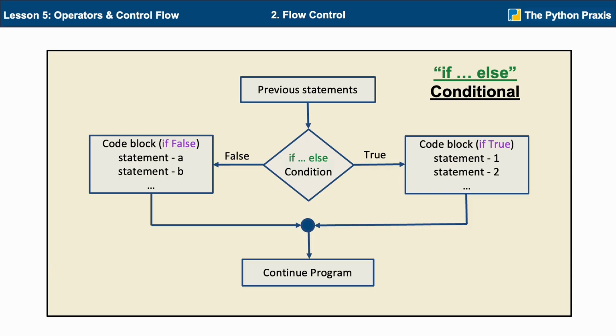This flow diagram presents clearly the functionality of the if-else conditional. Python runs any statements before the if-else condition, then checks the if condition. In case the condition is true, the if block of code to the right side runs.